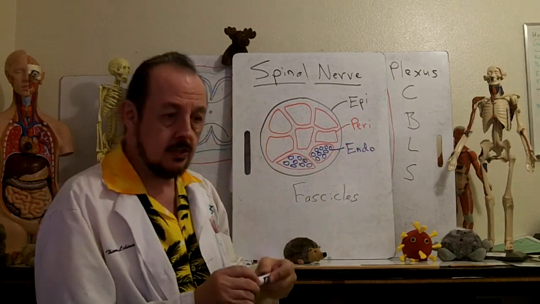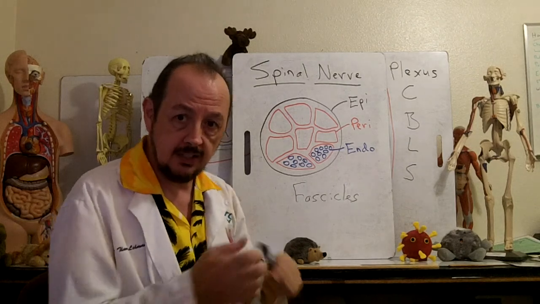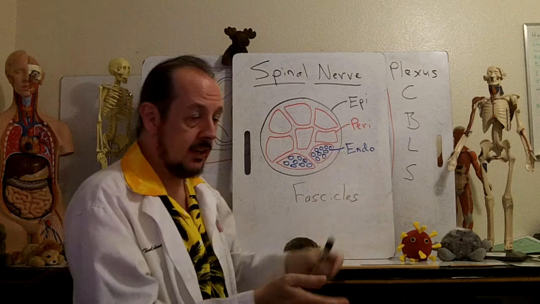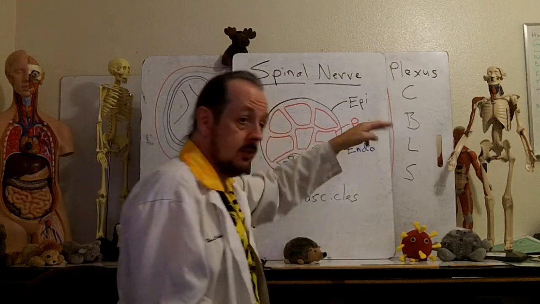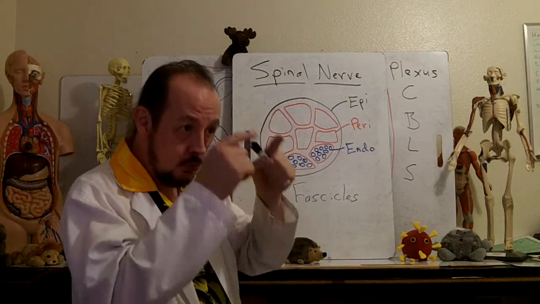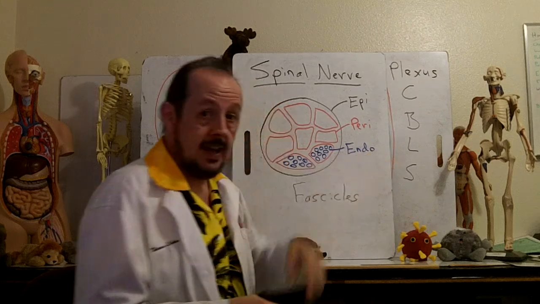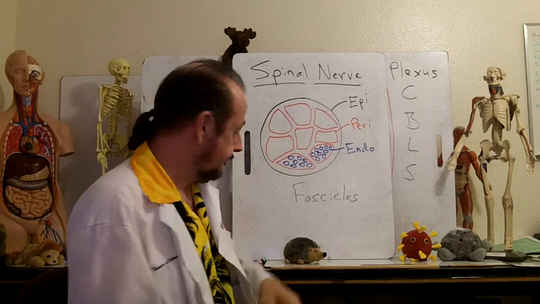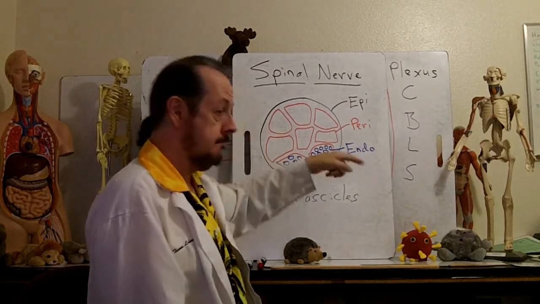So think of it as analogous to a power cord on an extension cord. The outer sleeve is the epi. Break that open and there would be three fascicles, each surrounded by a peri. Inside, each wire is sleeved by endoneurium. Now, this is not the same thing as myelin sheath. That's different. That would be inside each endoneurium.